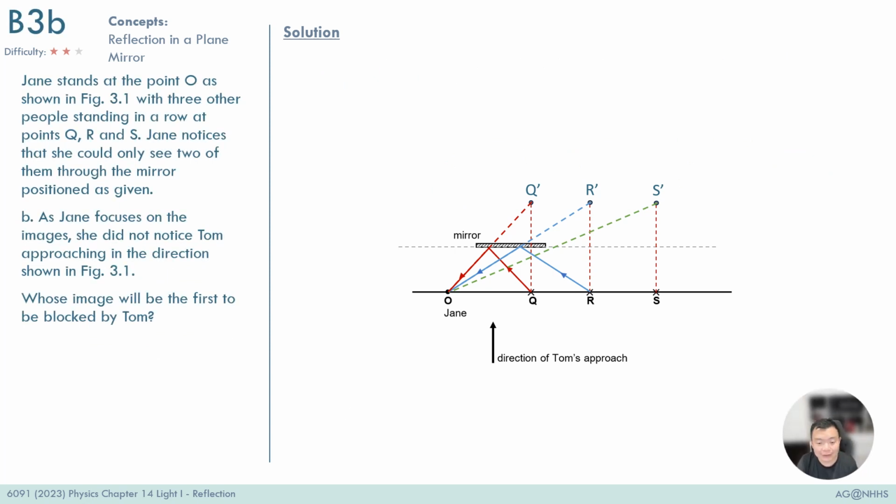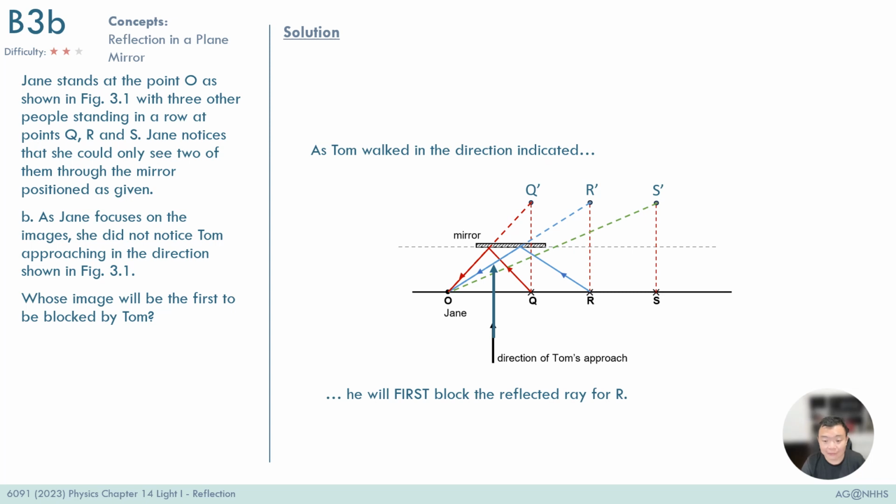In this part, you are asked, when someone, which is Tom, decides to walk in the direction as shown, which image will be blocked first. Therefore, as Tom walks in the direction indicated, which is upwards on the diagram, drawing a line, notice that he will first cut the blue light ray, and this blue light ray is the reflected ray for R, and that is why Tom will block Jane from seeing the reflection of R, and that is the answer.